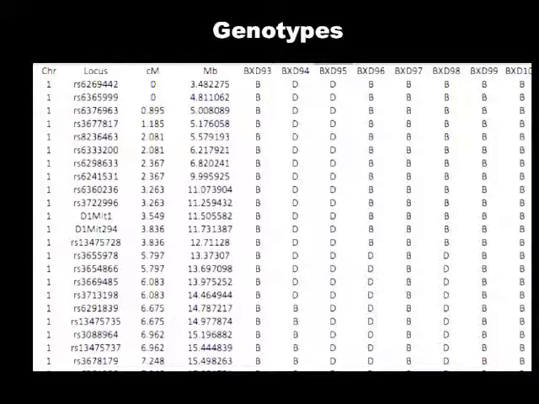So you can see recombination here. Like this RIL here has a big chunk of D chromosome and then a big chunk of B chromosome. That's like the blue and the red that I was showing you. So again, we're just asking if certain variants in the size or shape analyses are correlated to your alleles here. Okay.